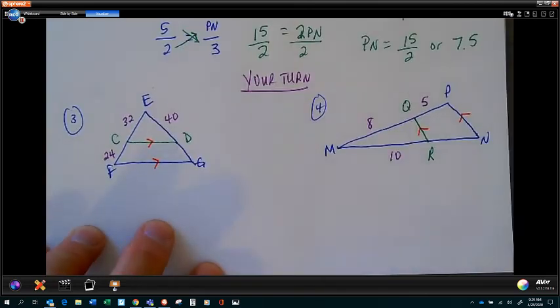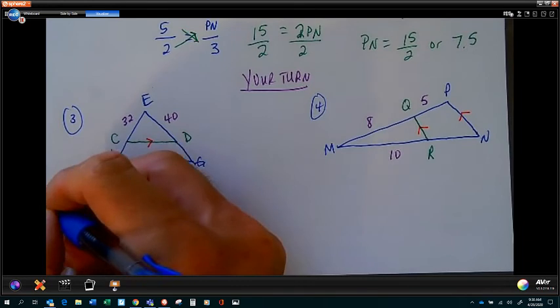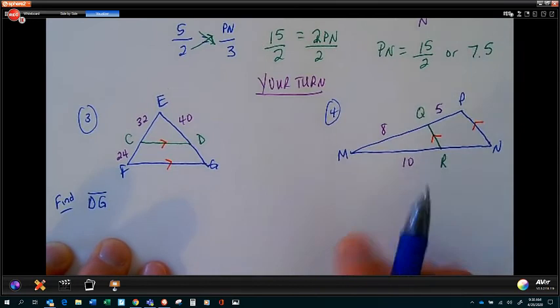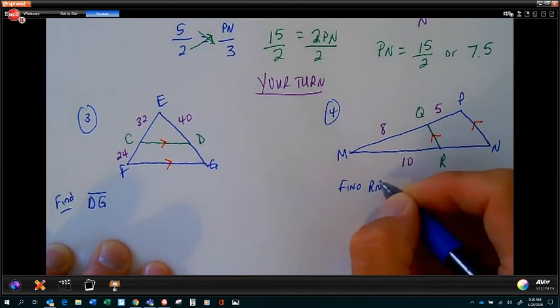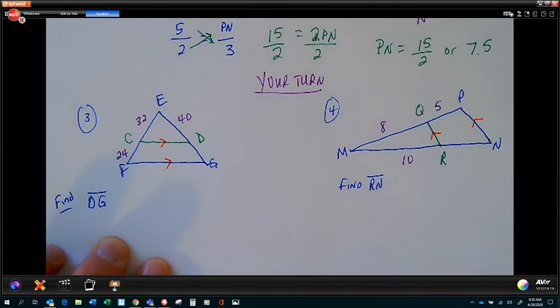Okay, now it's your turn. You've got two triangles here, triangle EFG and triangle MNP. In the first triangle, you need to find the distance DG, which is this section right here. And in number 4, you're going to find RN. So go ahead and pause the video, work out these two triangles according to the triangle proportionality theorem, and then hit play or resume when you are ready to reveal the answers.